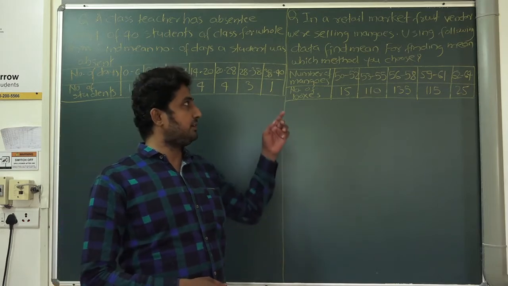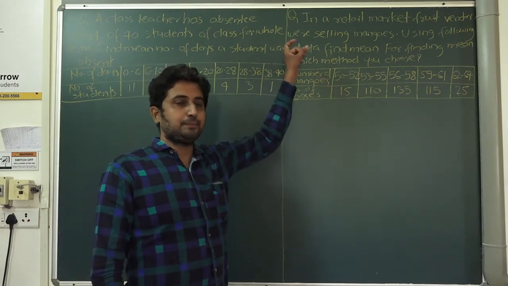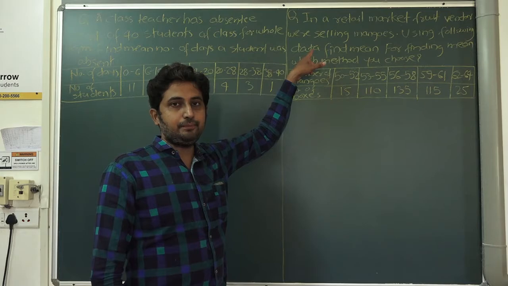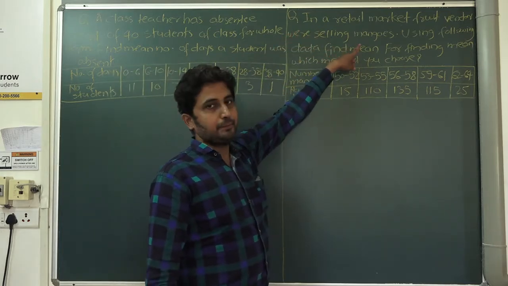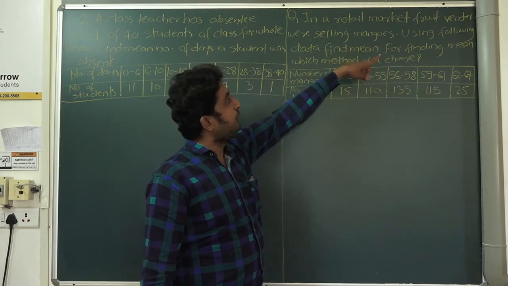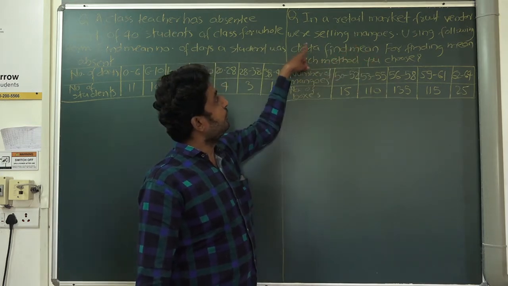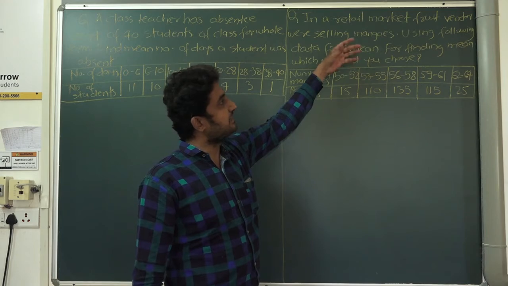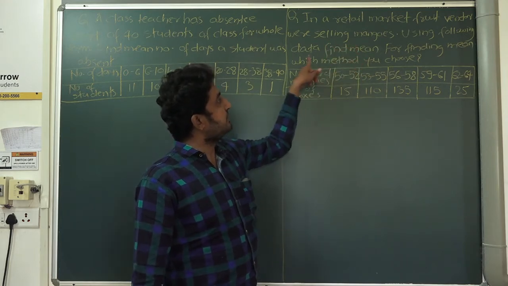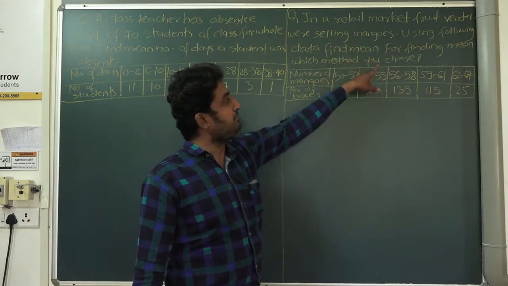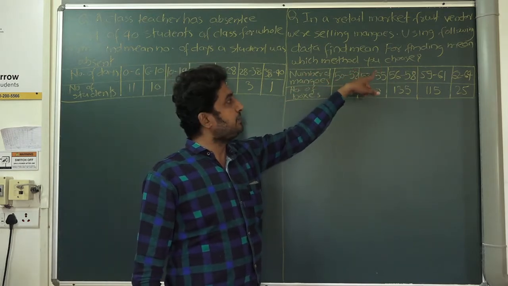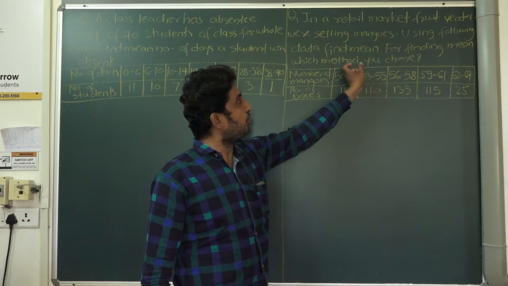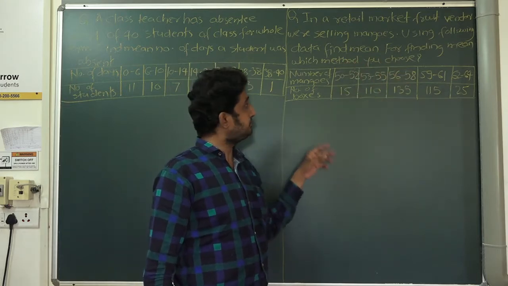In this video we will discuss the same exercise, that is 14.1. So here the question is: in a retail market, a fruit vendor was selling mangoes. Using the following data, find the mean, and for finding the mean, which method is to be used, or you choose which method.